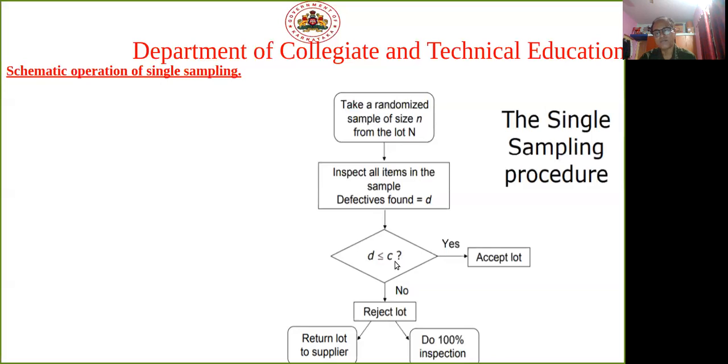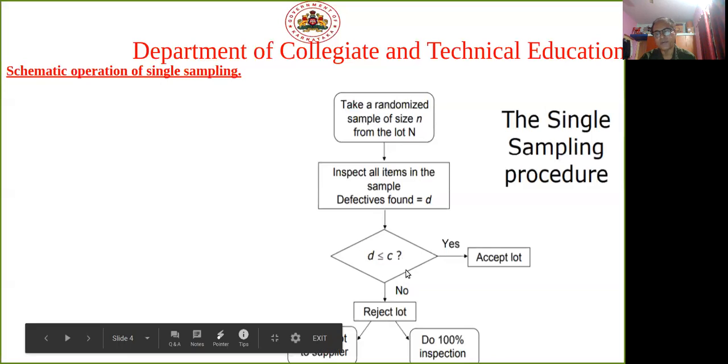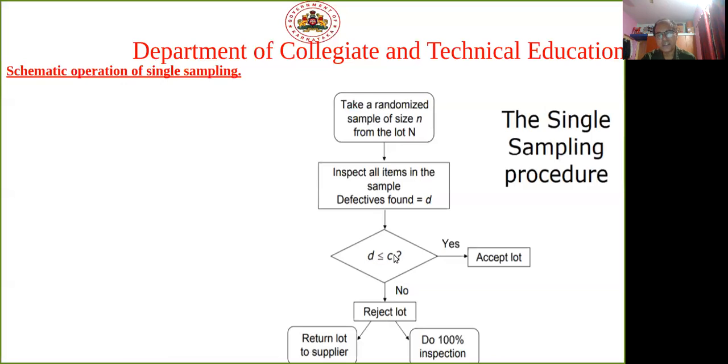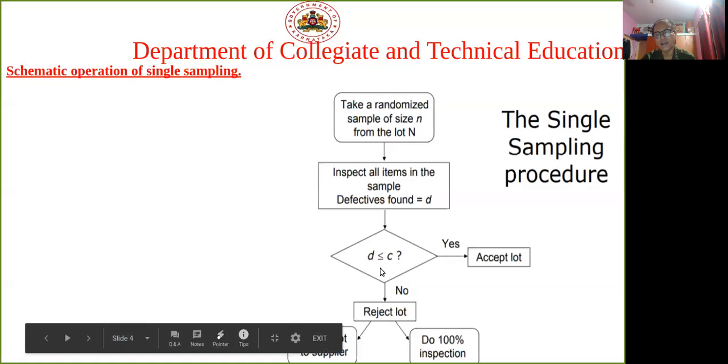It means that if the total number of defectives in the sample is less than or equal to c, then yes, you have to accept the lot. If this value of d is more than c, then no, you have to reject the lot.